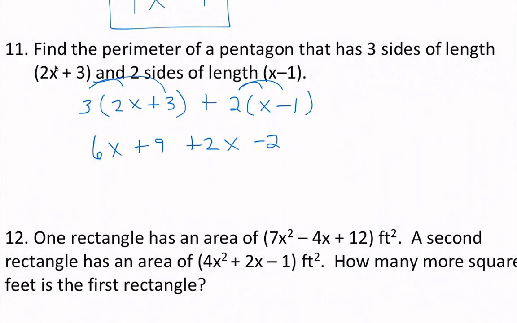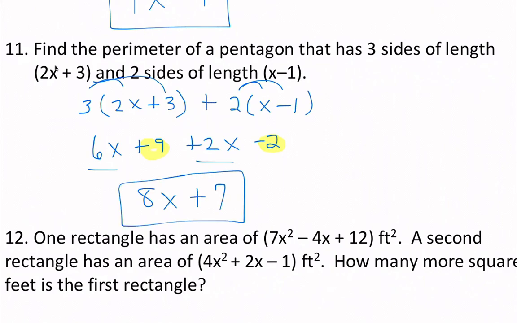So I combine my like terms, x's and x's. So a 6 and a 2 would give me 8x. I have a positive 9 and a negative 2. Together, that would give me a positive 7. So that would be the perimeter of my pentagon. If I would have added up all 5 of those sides, I would get this right here.